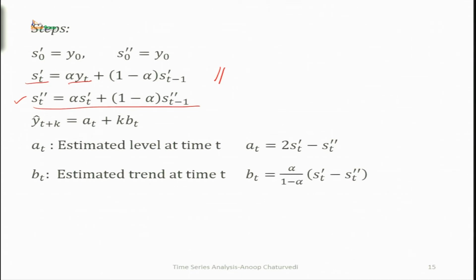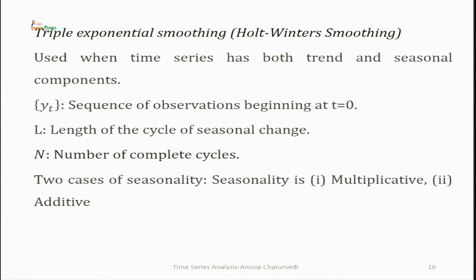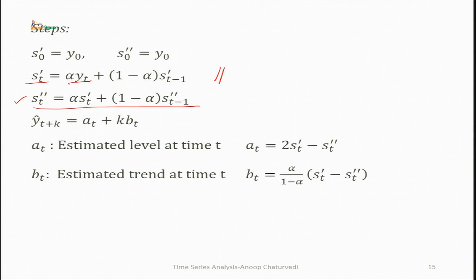Then y hat t plus k is equal to A t plus k B t, where A t is the estimated level at time t. So, actually A t is equal to 2 S t dash minus S t double dash, and B t is the estimated trend at time t. So, B t is equal to alpha upon (1 minus alpha) times (S t dash minus S t double dash). So, still this procedure also does not take care of the seasonality component.